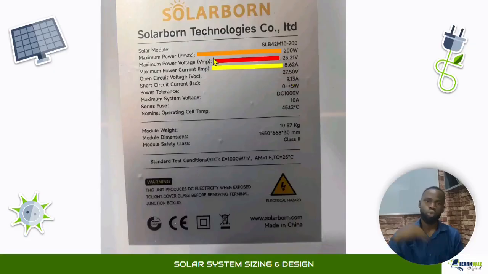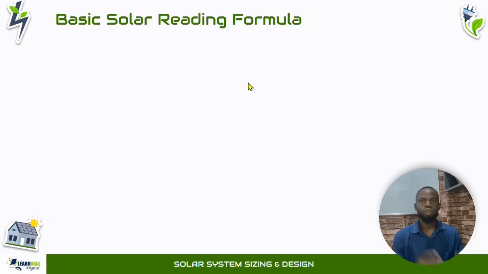But when you want to do your calculations, these two pieces of information are what you work with: the maximum power, the maximum power voltage, and also the maximum power current. So let's look at basic reading of a solar panel.